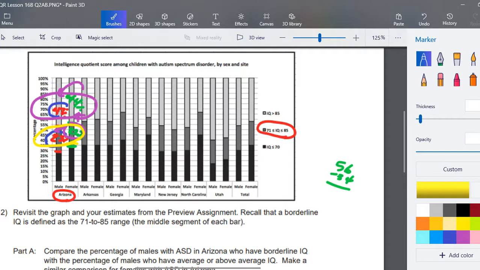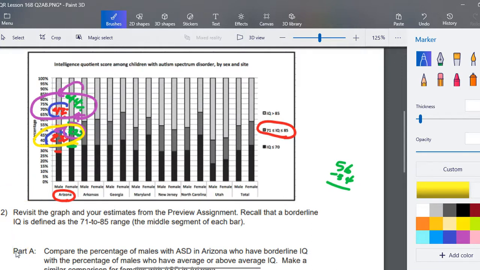Find the state or states with the largest percentage of males with ASD who have average or above average IQ, and estimate the percentage. Do the same for the females. And I need to go mark mine and look through here. I'll be right back.